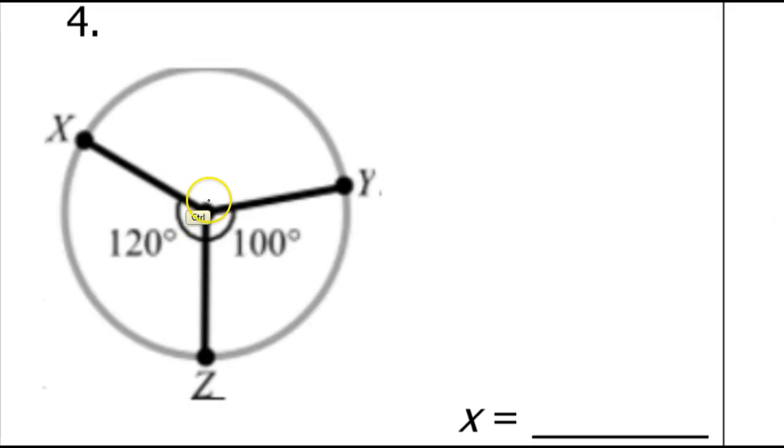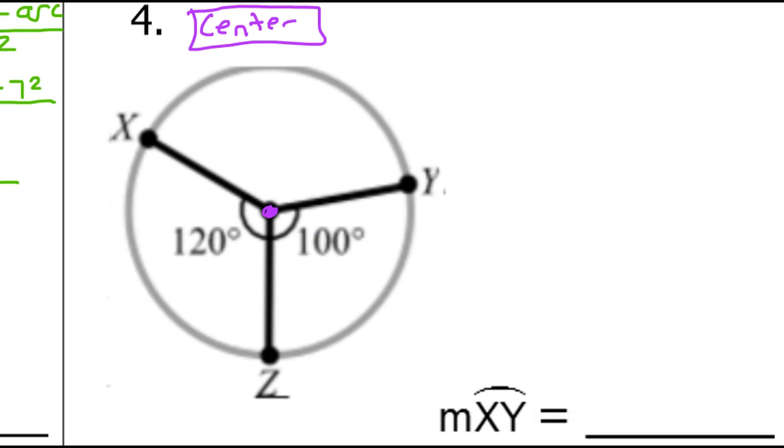For number 4, this vertex is at the center of the circle. Keep that in mind, because this is the situation where the angles and the arcs will be the same. We need to find the measure of arc xy.